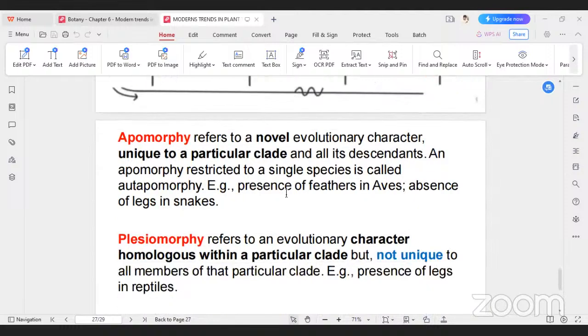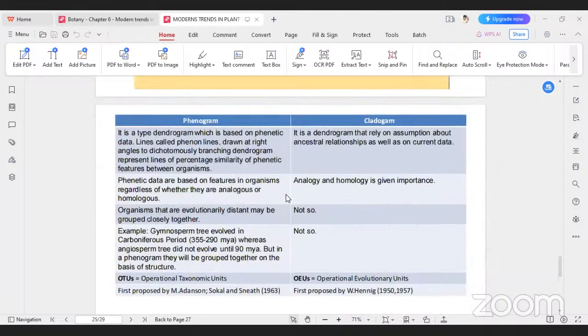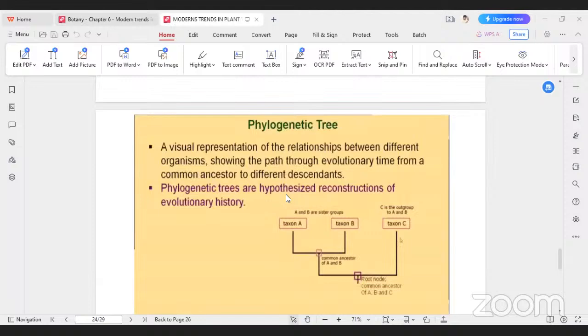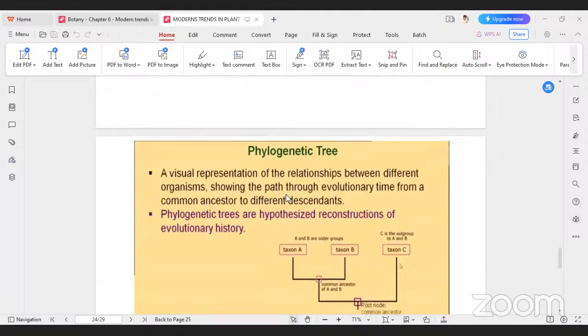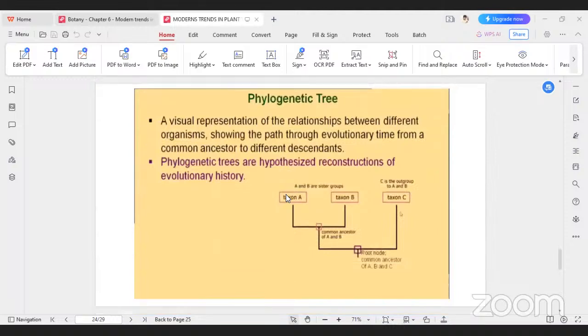Apomorphy and geomorphy are not important. What is a clade? Already discussed phenogram and cladogram. Phylogenetic tree. A phylogenetic tree is simply a visual representation of the relation between different organisms, showing the path through evolutionary time from a common ancestor.